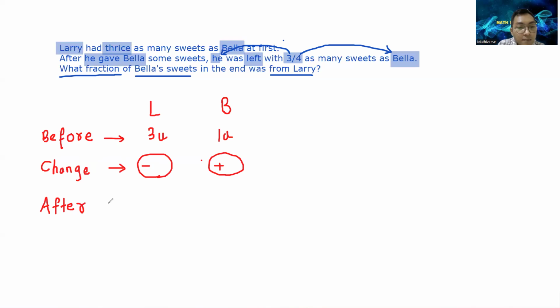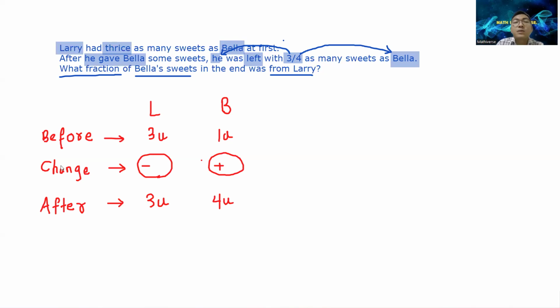Okay, let me write here. So after changing, what happened? After changing, Larry is 3 units, and then Bella is 4 units.